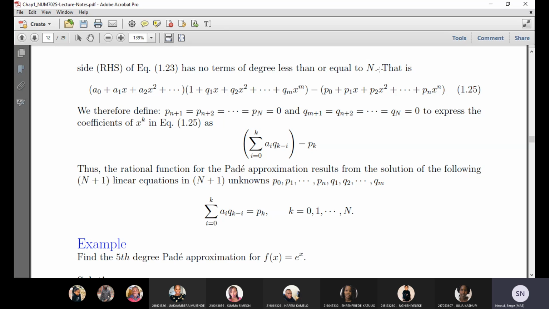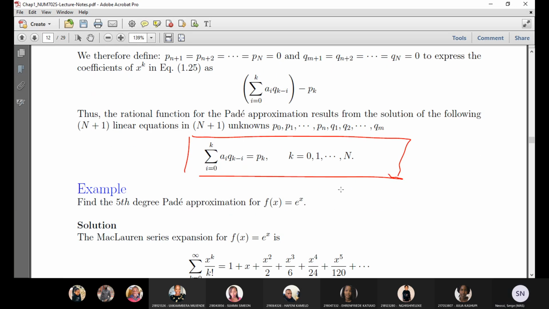But don't forget that this m and this n will be less. So in our system, we will take this into account, that the sum of the terms here will be 0. And that's the linear system we'll be solving. You set this to 0, you take this to the right-hand side, and it gives you this linear system. That's the linear system you solve when dealing with Pade approximation.